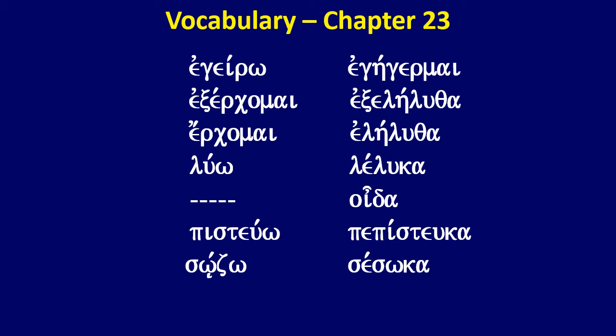And then we have pisteuo, the word for I believe. And then its perfect form is pepisteuka, perfect tense form, I have believed. And then lastly, we have sozo, I save, or perfect tense form, sesoka, I have saved.